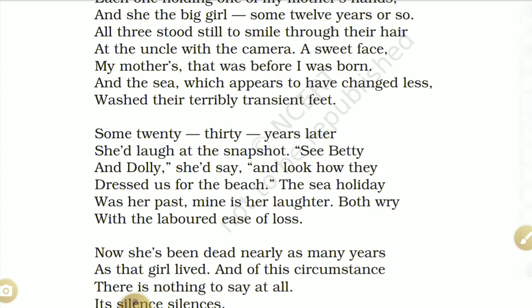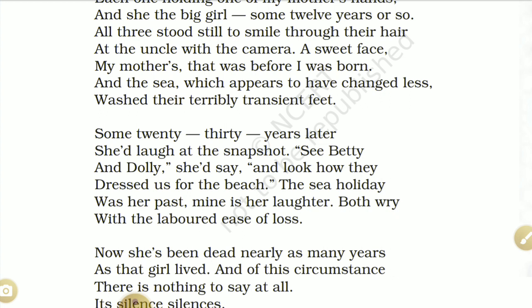Now second stanza. Some 20, 30 years later, she would laugh at the snapshot. See Betty and Dolly, she would say, and look how they dressed up for the beach. So the sea holiday was her past, mine is her laughter, both wry with the labored ease of loss. Some 20, 30 years later, she would laugh at the snapshot. So 20 or 30 years had already passed. 20 or 30 years ago, her photograph along with her two cousins was clicked. Now, after 20 or 30 years, she was looking at the photograph, and the poet was present with her.